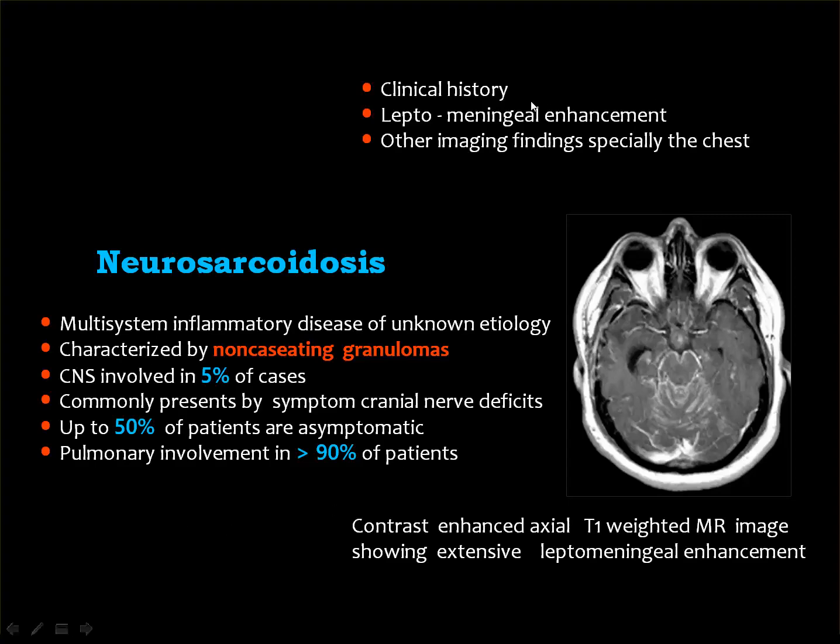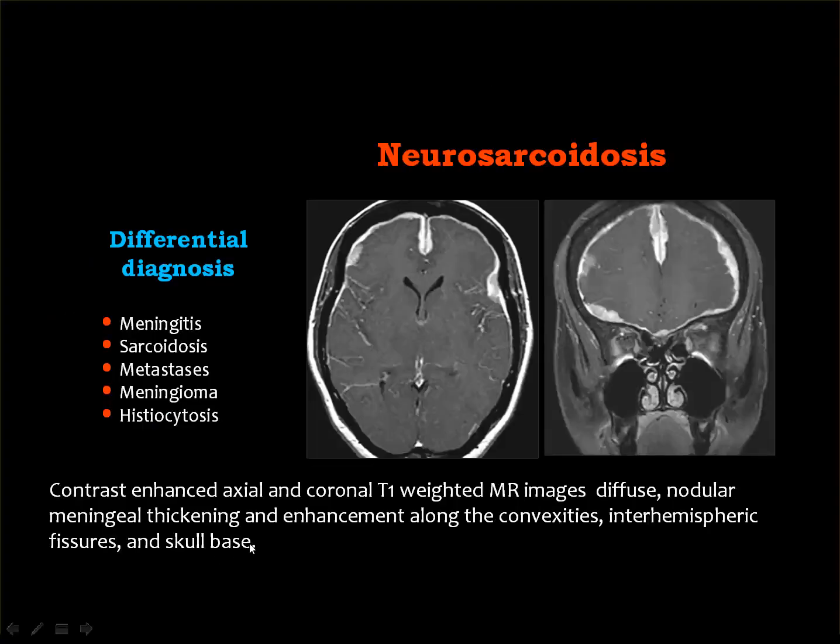You need the clinical history, and you will see leptomeningeal enhancement, which is one of the prominent features of sarcoid, and other imaging findings, especially in the chest. You get lymphadenopathy in the mediastinum, and you get interstitial opacities and nodular lesions in the lung.